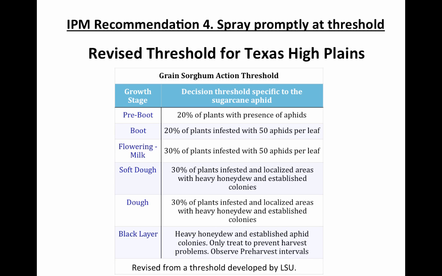As we get into that dough stage and move onto a black layer, though, the plants really can tolerate a lot more damage when we're talking about just keeping the aphid out of the way of the combine, really. So that tremendous amount of honeydew that they produce doesn't clog up the combine, cause harvest issues. But prior to that point, we're looking at 3 out of 10 plants having substantial aphid colonies, and not a whole lot more than that.